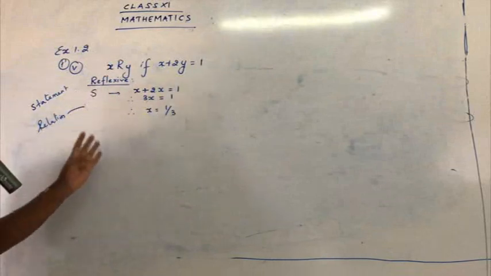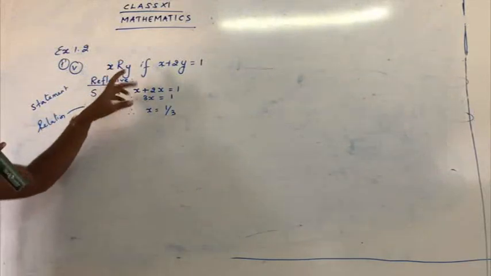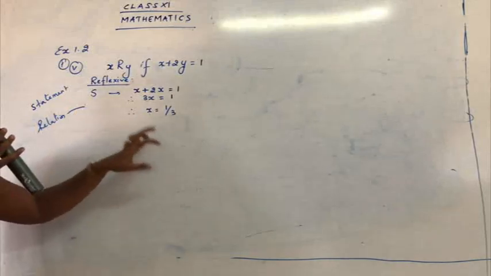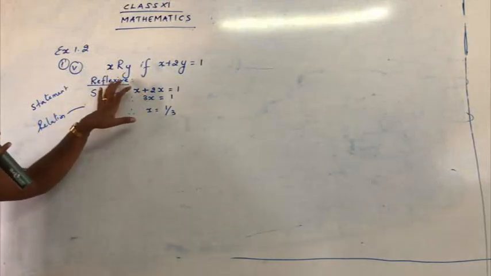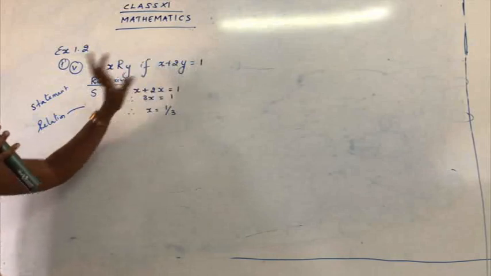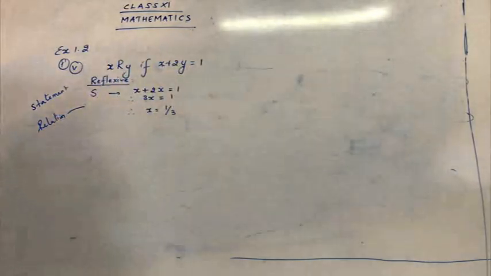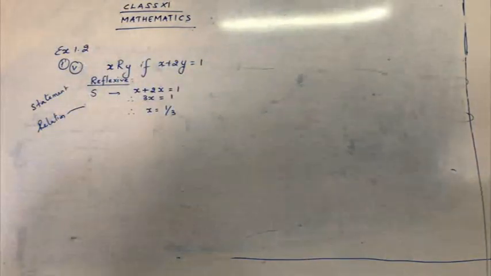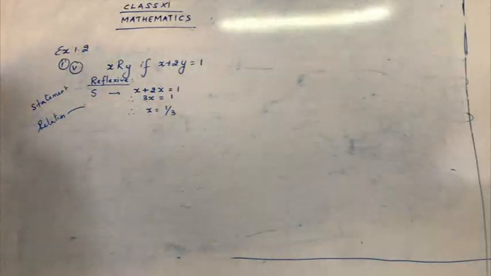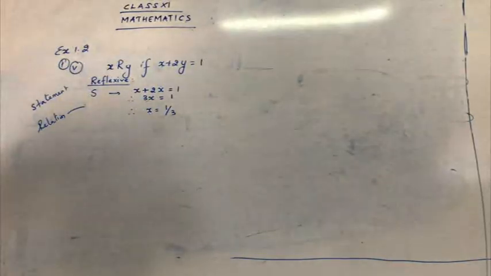When we are following symmetric part, we have to take two variables. If you are following transitive, we have to take 3 at a time. So now here it's for reflexive, yes? So just keep the same variable. So x plus 2x is equal to 1. Therefore, 3x is equal to 1. So I have got the value for x, which is 1 by 3.